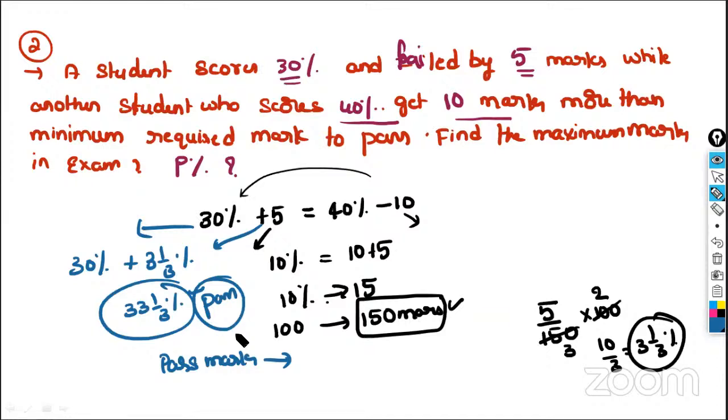What is the pass marks? Right. So 10% is 15. 30% is how many marks? 3 15s are how much? 45 plus 5, how much? 50 marks. Okay, 50 marks.